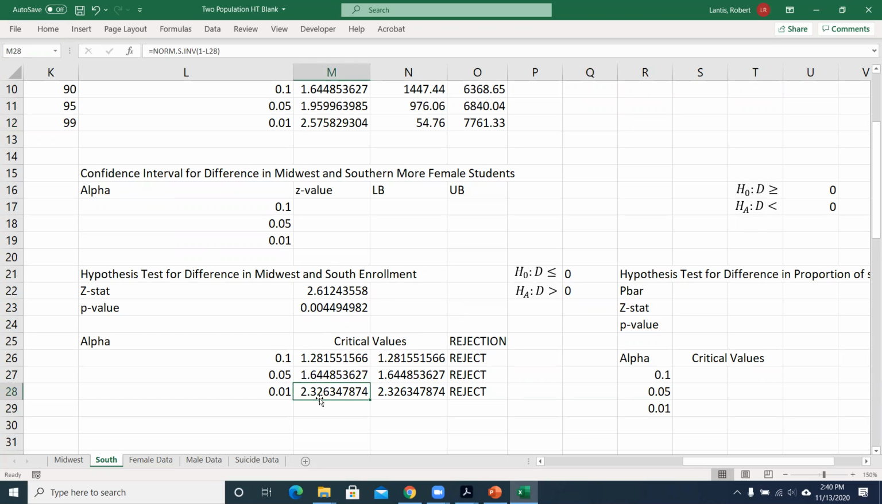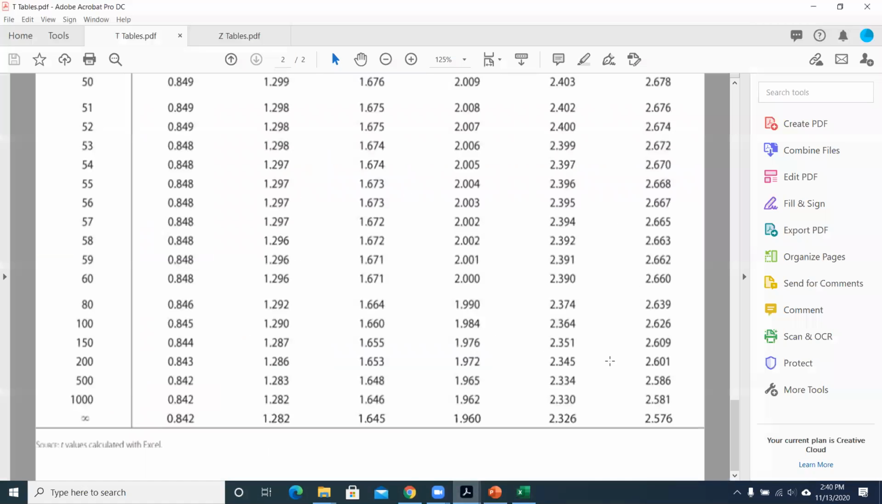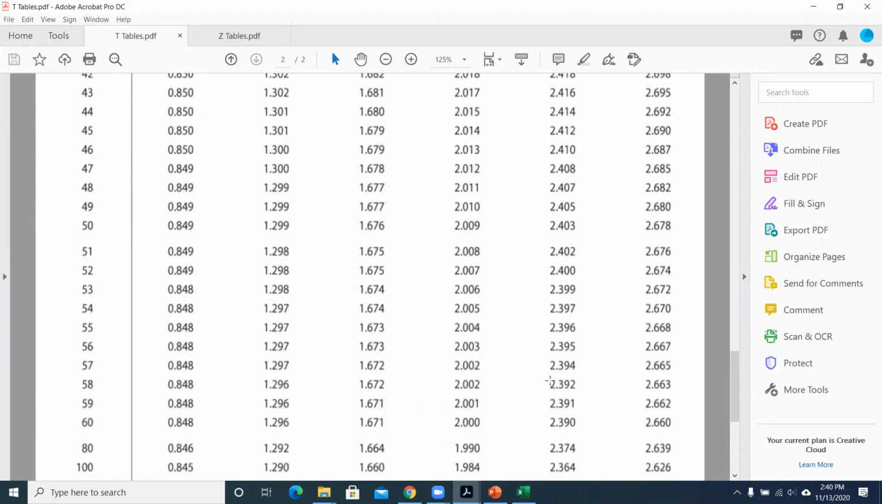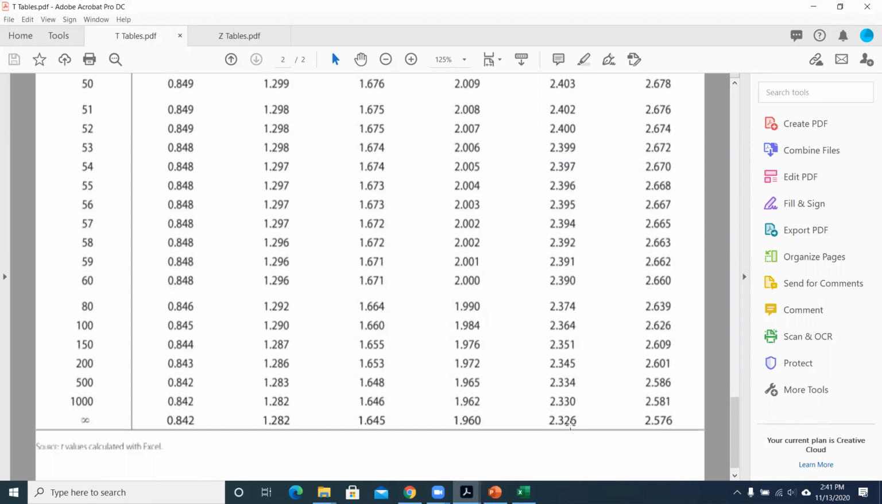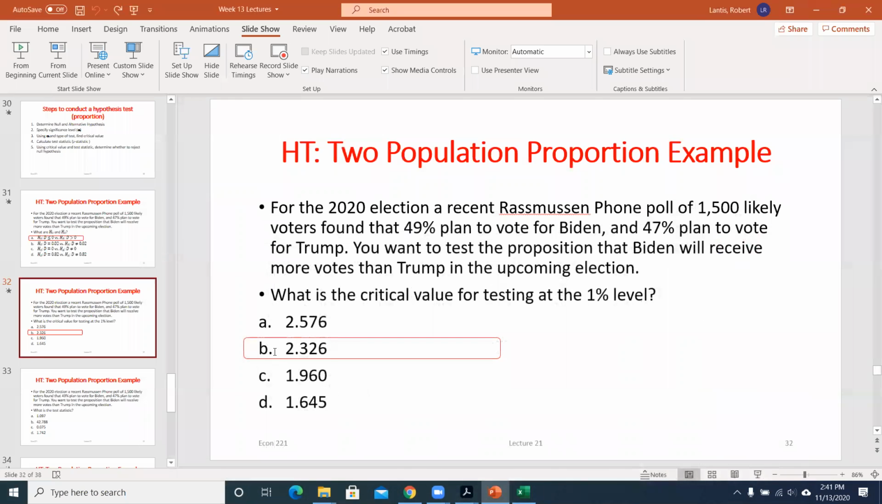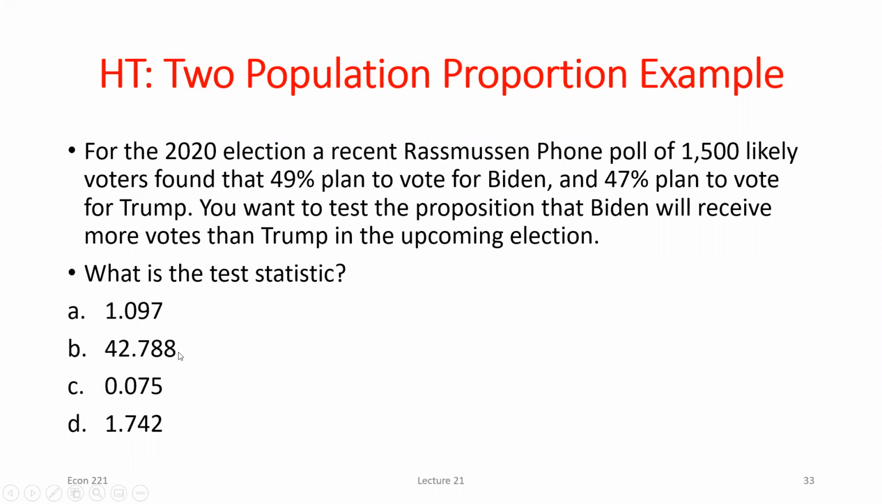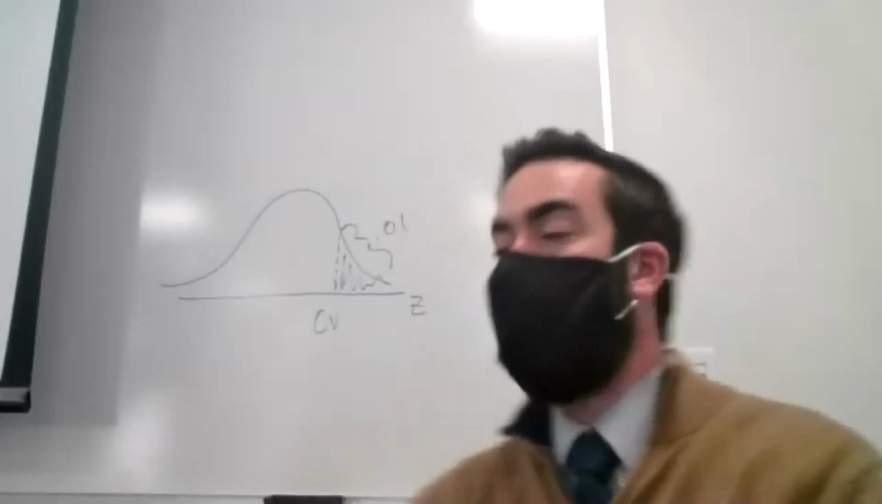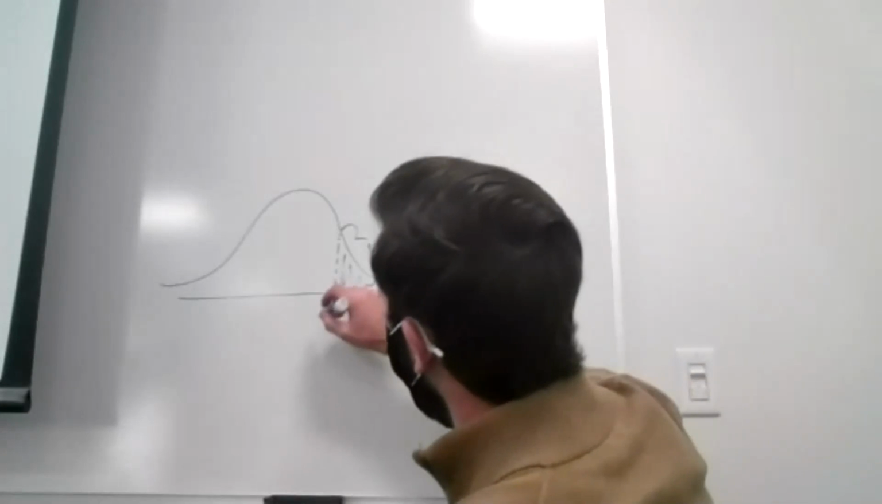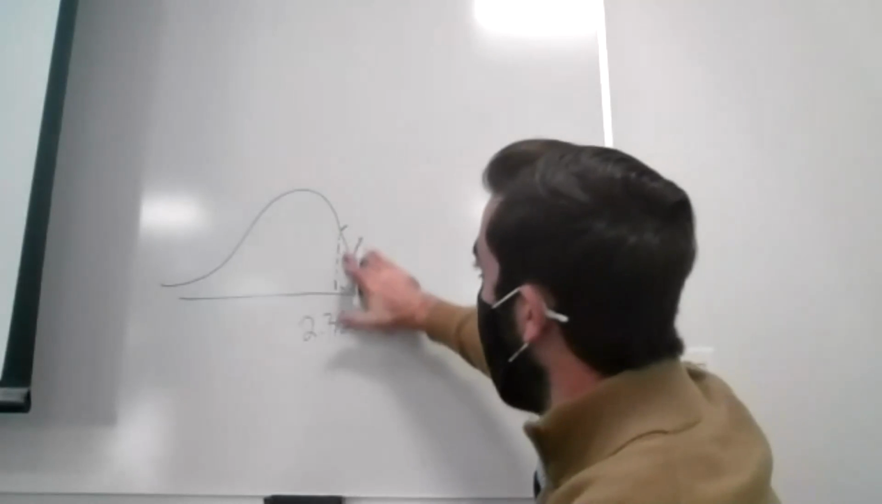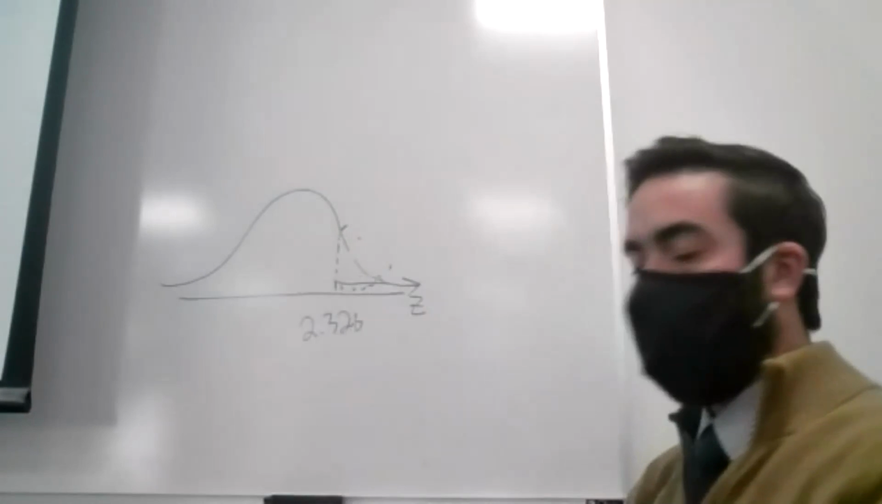So 2.326, right? Or if we use that student t table, look up the alpha we wanted, 0.01, all the way down in the last row, that's the standard normal value, 2.326. So 2.326 is going to be our critical value. What about the test statistic? Okay. First of all, we could plot our critical value here, 2.326. And think about our rejection region, which is anything to the right for a right-tailed test.